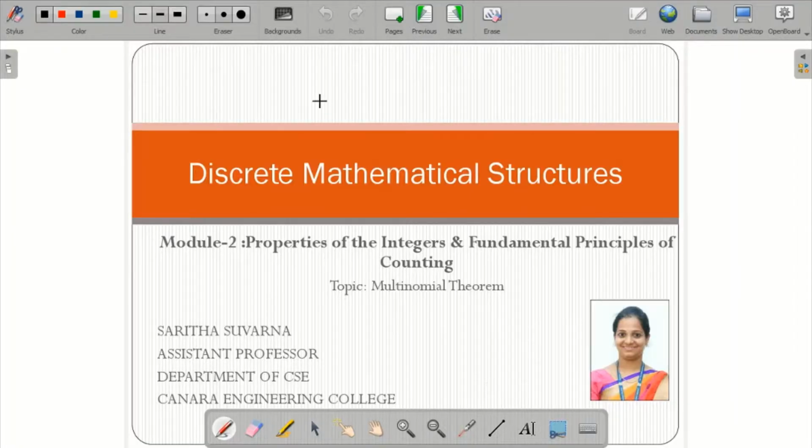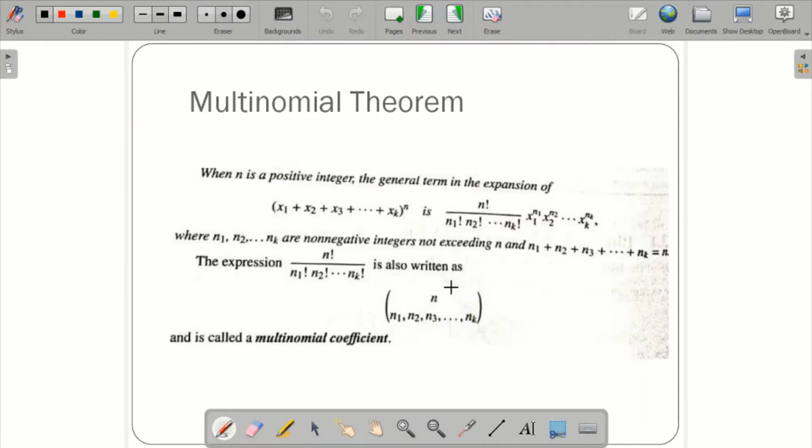Good morning students. Today I'll be discussing the multinomial theorem. In the previous session we discussed the binomial theorem, which involved only two terms, x and y. In the multinomial theorem more than two terms will be involved, and that expansion is explained over here.